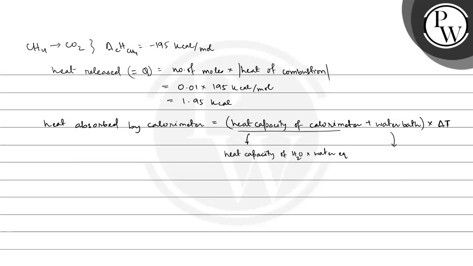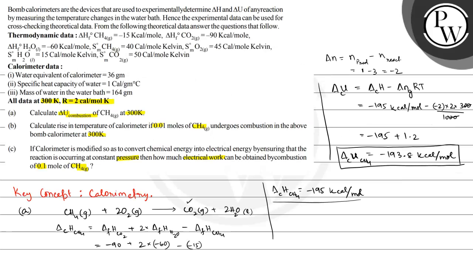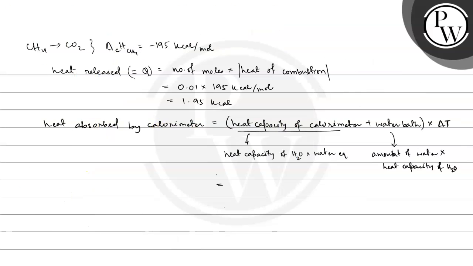And how will we calculate the water bath? Amount of water in the water bath multiplied by the heat capacity of water. The heat capacity of water is given, that is 1 calorie per gram per degree Celsius. That is the specific heat capacity of water, and the water equivalent of the calorimeter is 36. Mass of water in the water bath is 164.